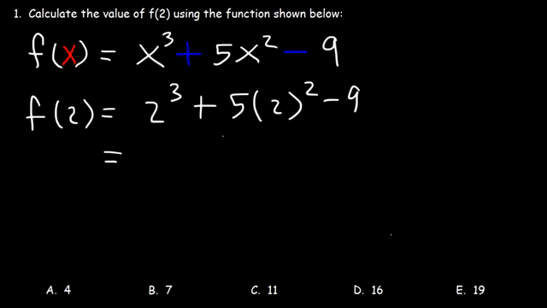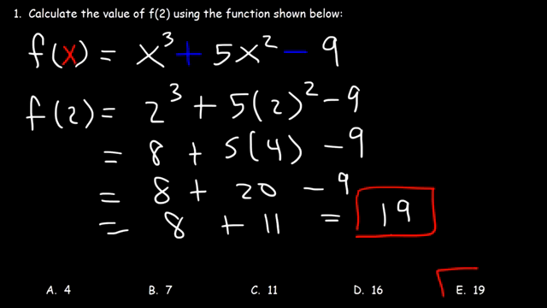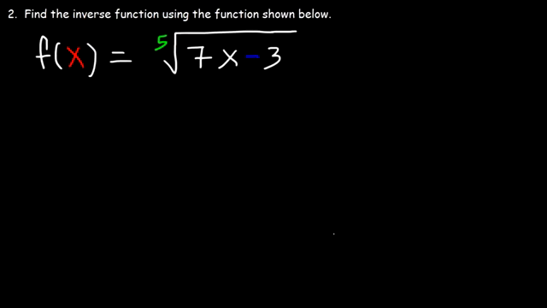2 times 2 times 2 is 8. 2 squared, or 2 times 2, is 4. And 5 times 4 is 20. 20 minus 9 is 11. 8 plus 11 is 19. So therefore, answer choice E is the right answer.